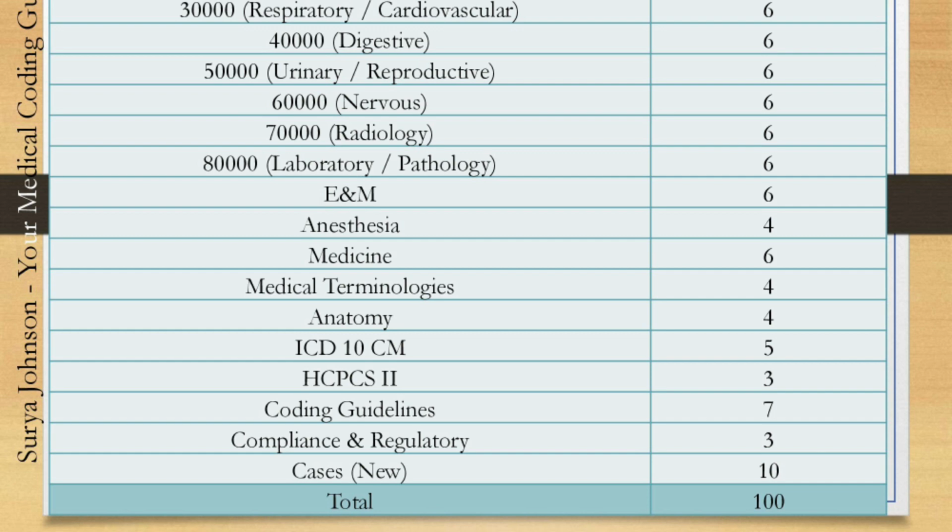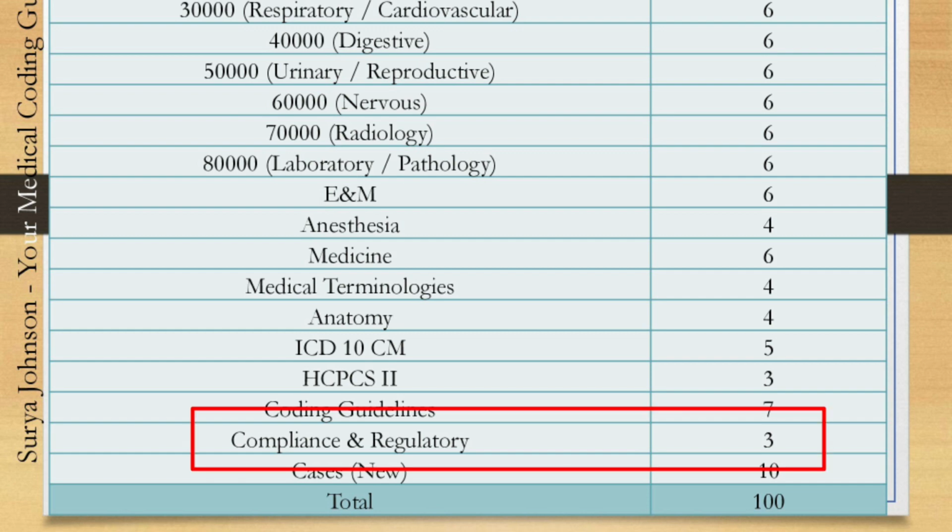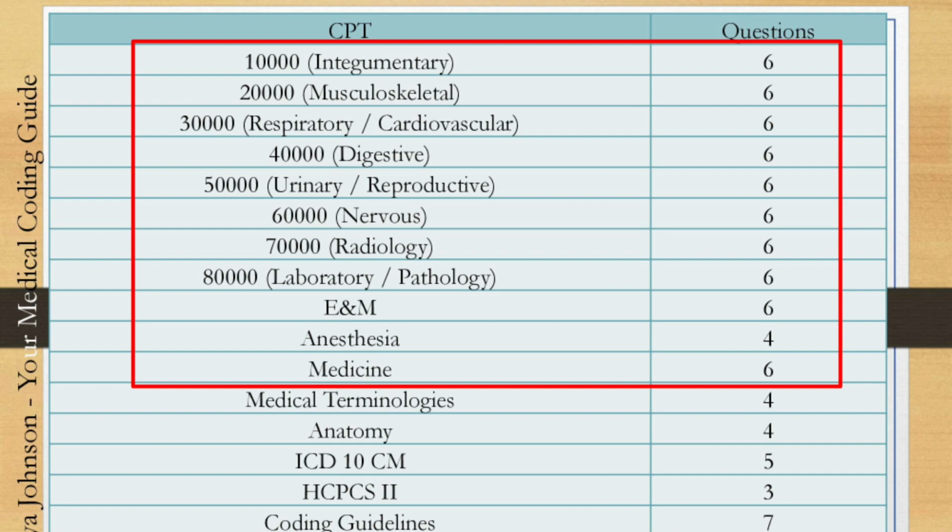For example, in compliance and regulatory, there will be only 3 questions, right? So you don't have to spend more time on that. Rather than that, you can spend more on the CPT because all CPT sections have 6 questions each. If you know this breakdown, only then can you focus on where much attention is needed.